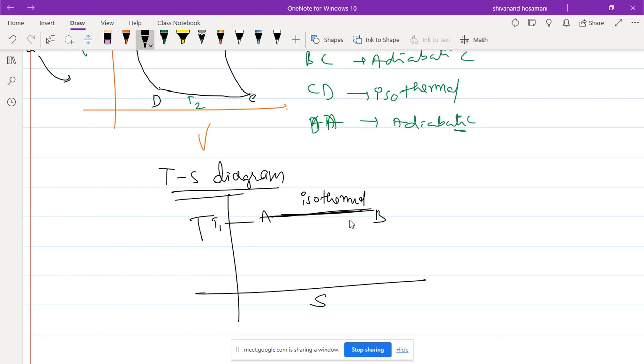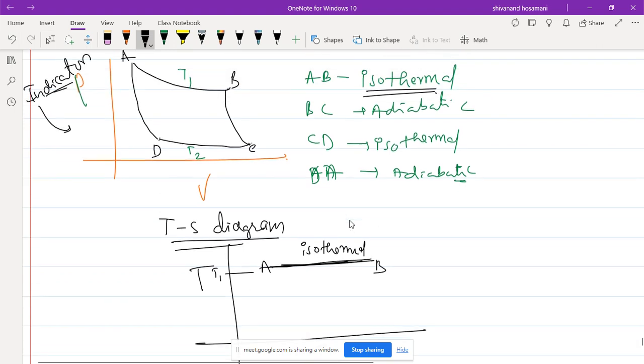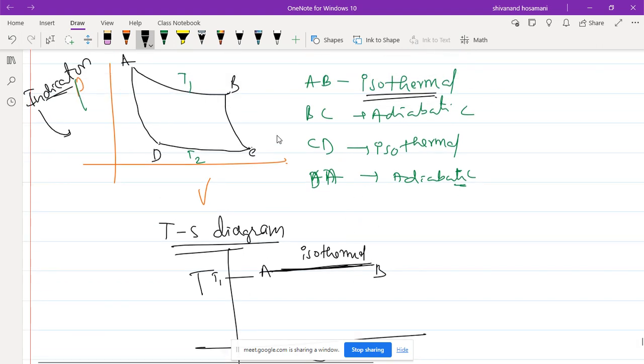Next, for the diagram, observe B to C. What has he given for B to C? He has mentioned that it's adiabatic. B to C adiabatic, so how does it come? Adiabatic is also defined as isoentropic. Okay.